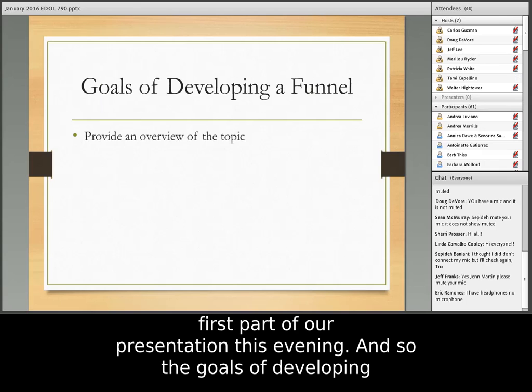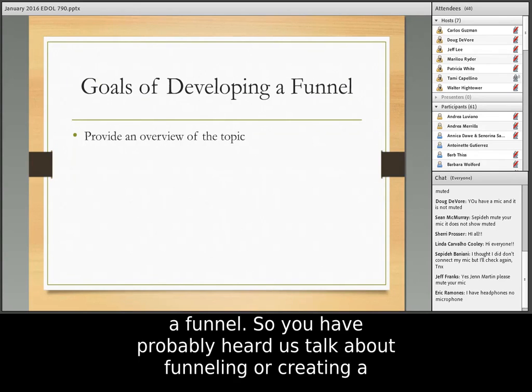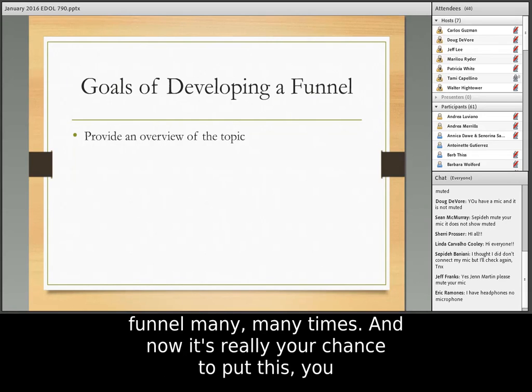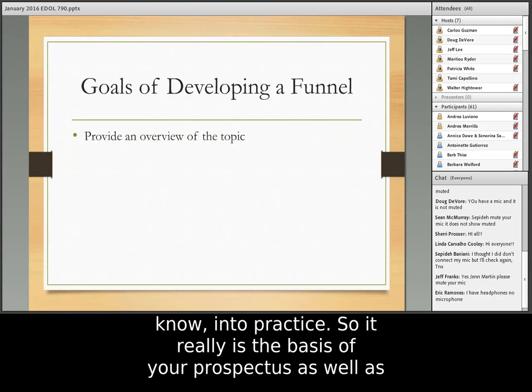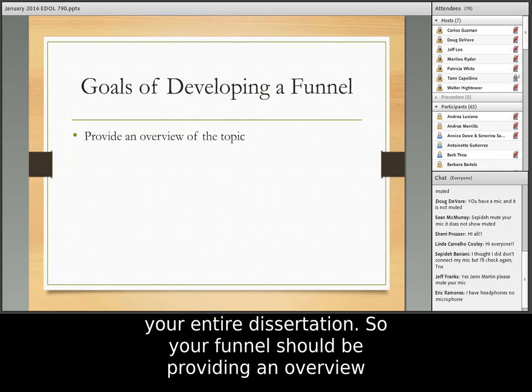And so, the goals of developing a funnel. You have probably heard us talk about funneling or creating a funnel many, many times, and now it's really your chance to put this into practice. It really is the basis of your perspective as well as your entire dissertation.